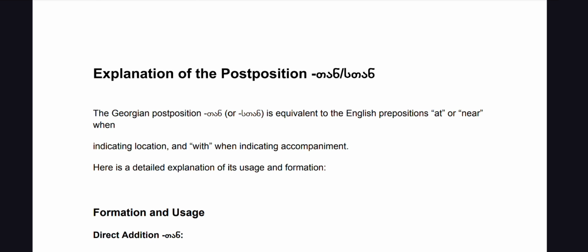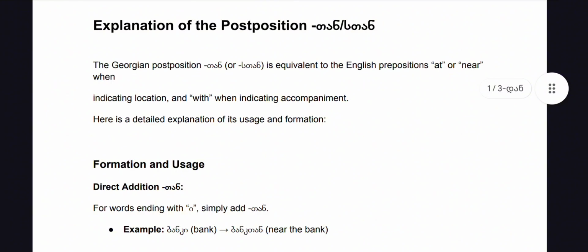In today's video, I want to explain the postposition tan or stan, which is used in Georgian like, in English, you would say with, at, or near. It can have different meanings, and now let's go and see deeper. In the first example, we are taking it like, if it was in English, at or near, when indicating location, and when indicating a person, it can be with.